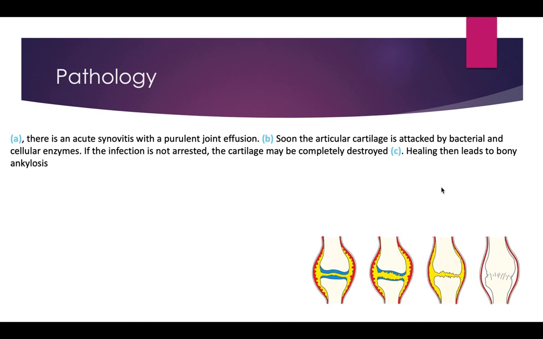Or there may be partial destruction of the articular cartilage or complete destruction of the articular cartilage, and this may lead to healing later on with what we call bony ankylosis. Ankylosis is fusion of the joint. Ankylosis is pathogenic fusion of the joint.